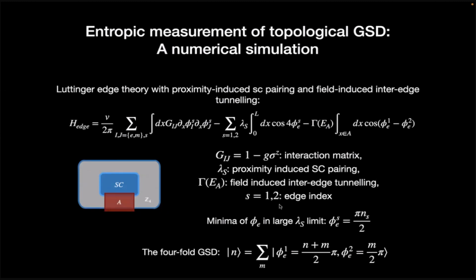When the superconducting pairing term is strong enough, the field phi E here will be pinned to a minimum. Suppose the inner and outer edge fields phi E are pinned to one of the four minima, but we don't have 16-fold ground state degeneracy because we have the global constraint that the total system has net zero charge. This means if the fractional charge on the inner edge is 1/4, then on the outer edge the charge must be 3/4, or negative 1/4, up to integer charge.